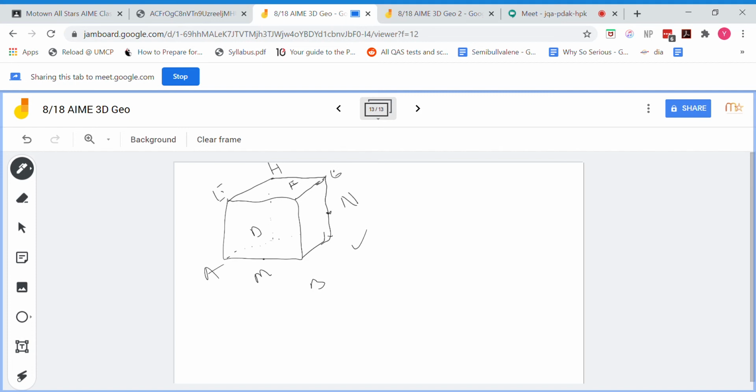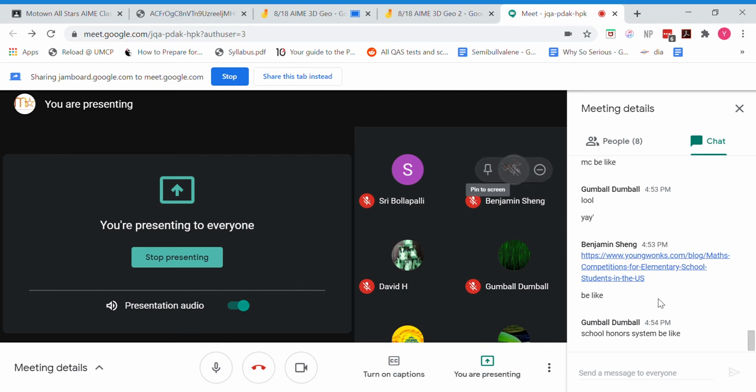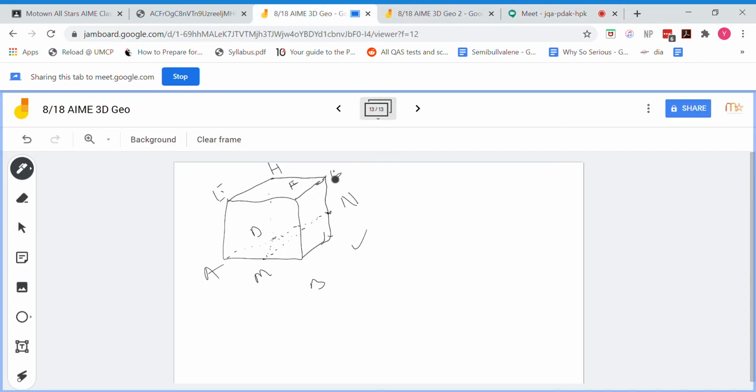So this is the triangle DMN, and the plane that cuts through that triangle cuts this cube into 2 different solids. Okay, so obviously this triangle is not the cross-section of the plane that's inside the cube, right?